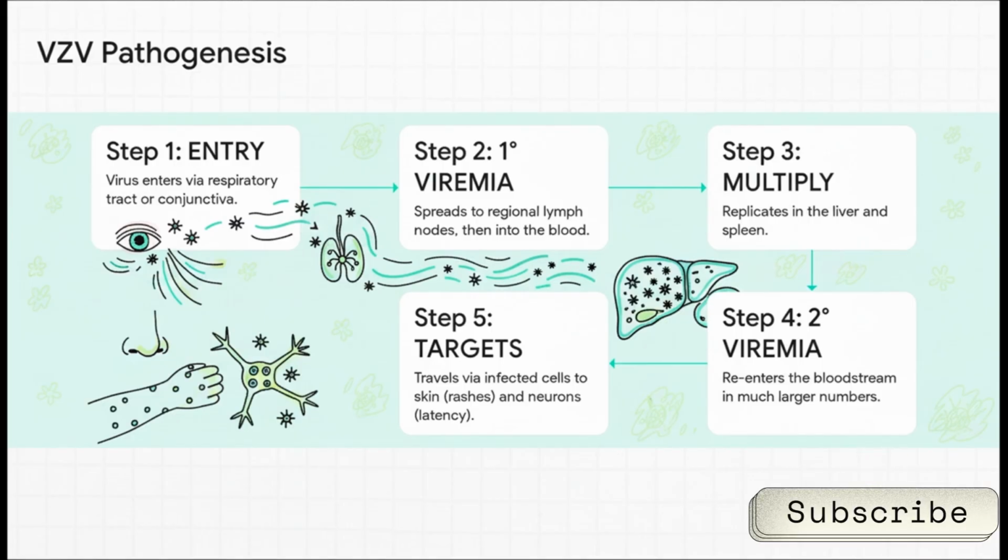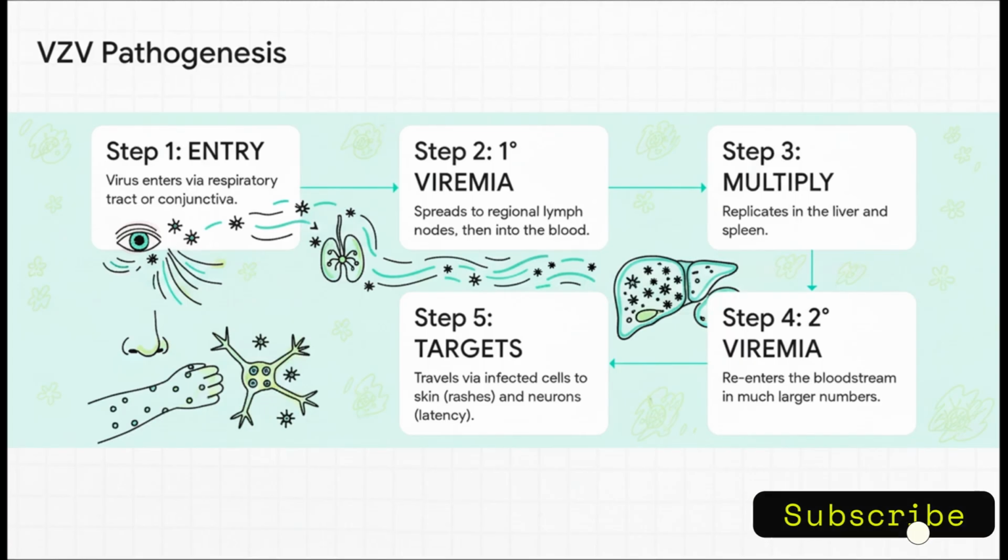Step 3, multiplication. The virus finds a safe place to build its army, usually the liver and spleen, and it just replicates like crazy. Step 4, secondary viremia. Now the full army is released back into the bloodstream in massive numbers. This is the main invasion. And finally, step 5, target sites. Infected cells carry the virus all over, hitting the skin to cause the rash, and critically, hiding out in the neurons to set up latency for a possible shingles return later on.